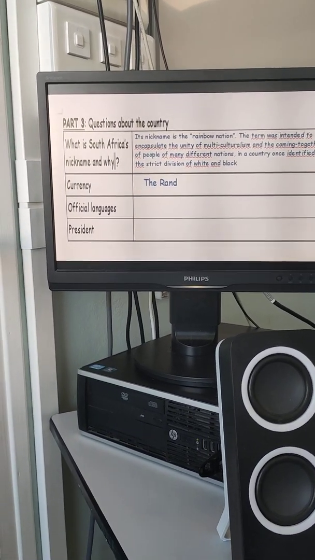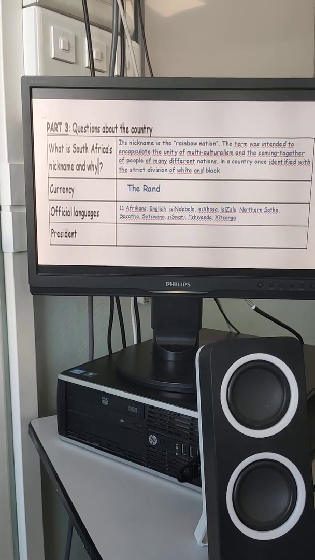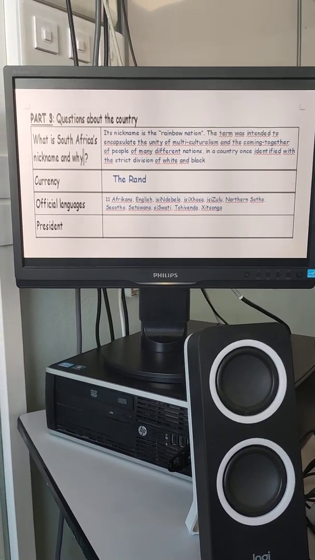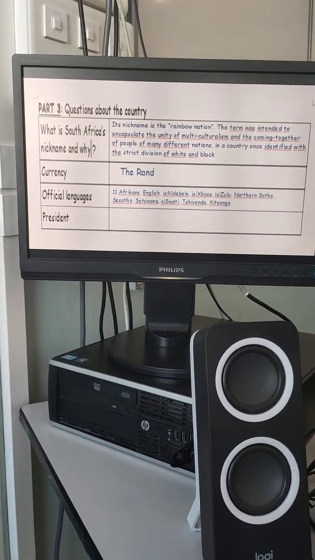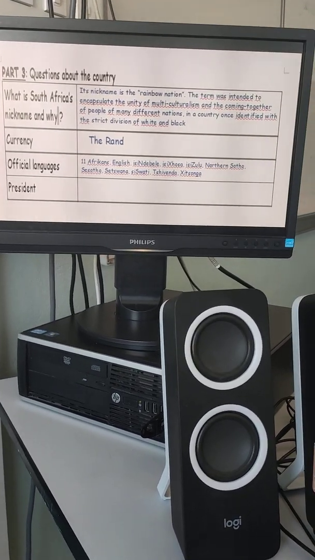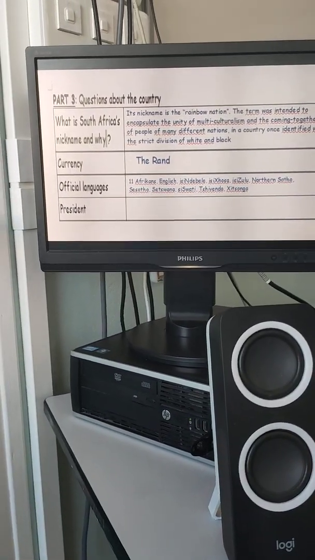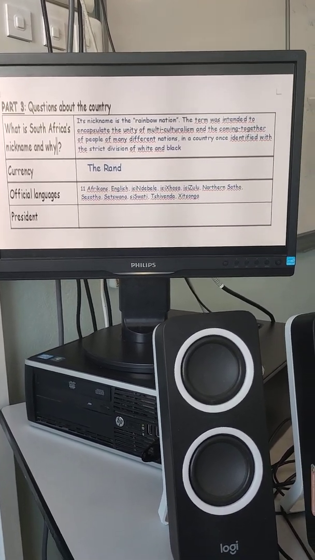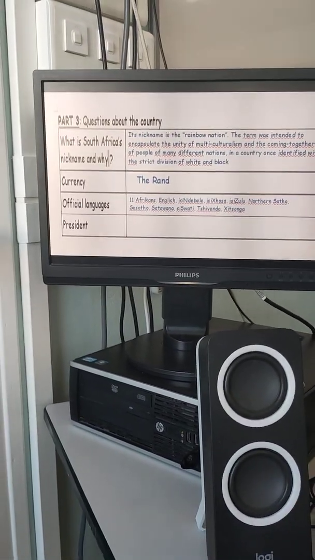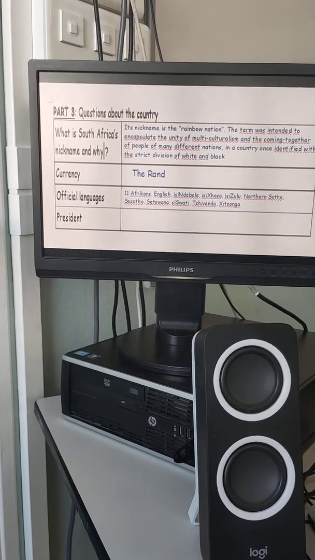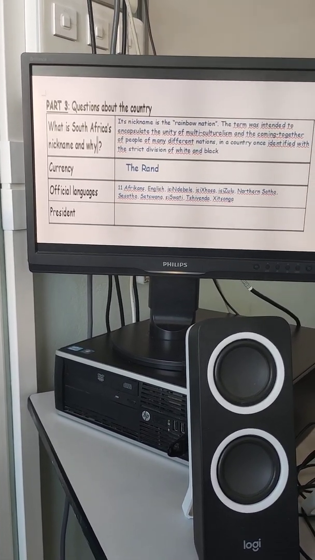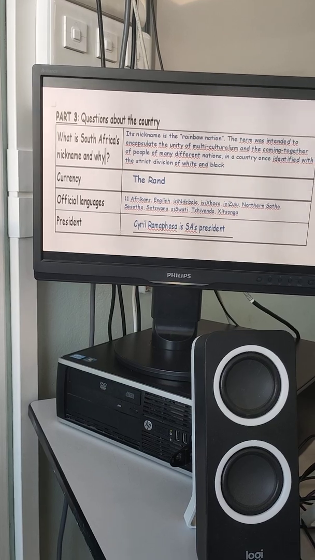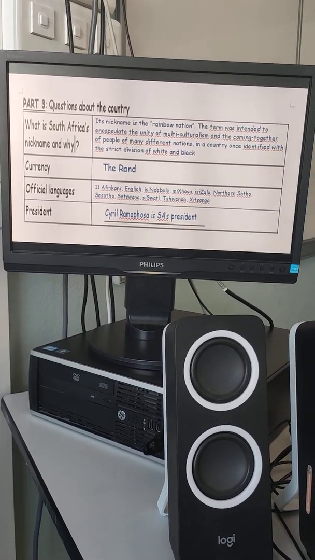So its currency, la monnaie, is the rand, and there are 11 official languages, which is huge. We have 1 in France. There is 1 official language, which is French. However, in South Africa, there are 11 official languages, and the president is Cyril Ramaphosa.